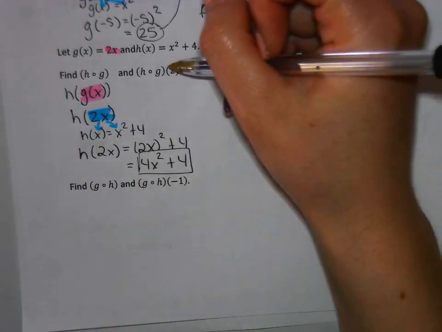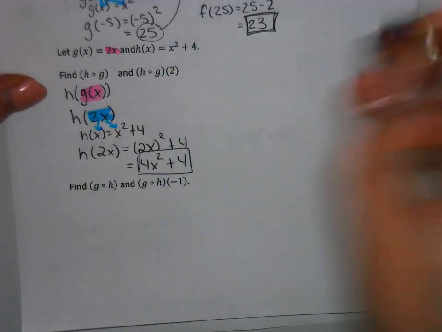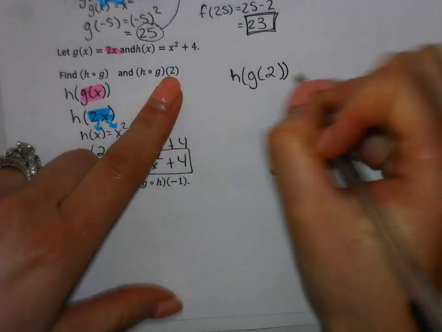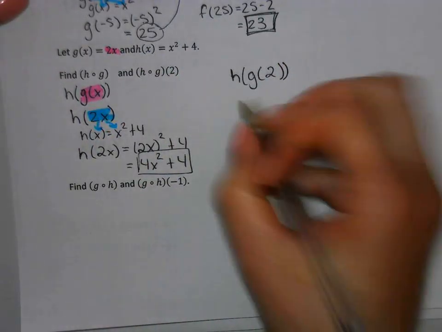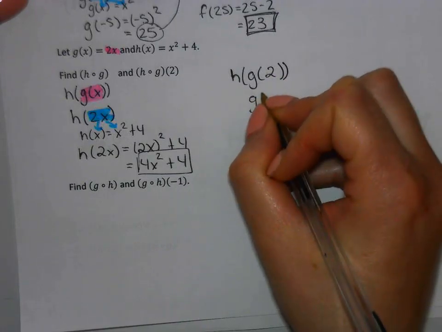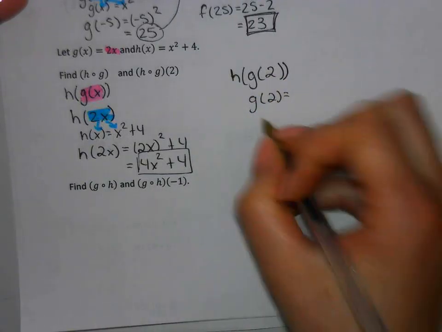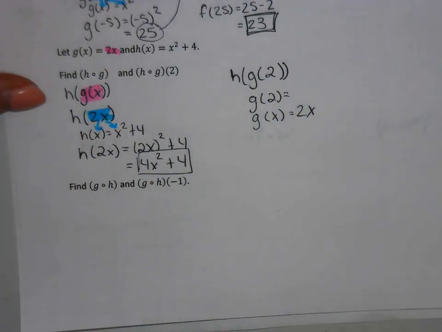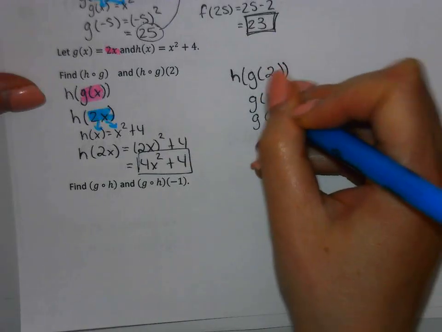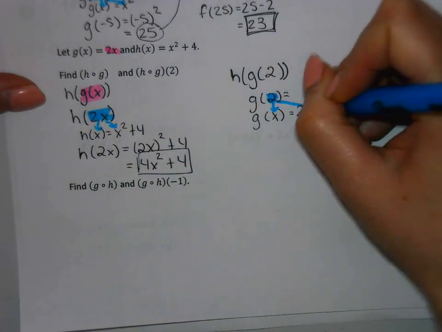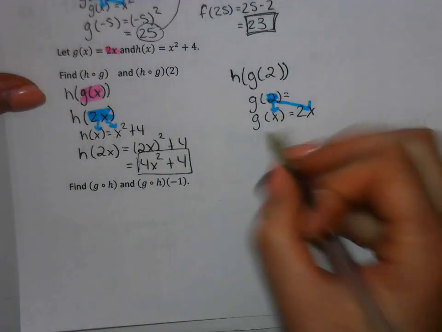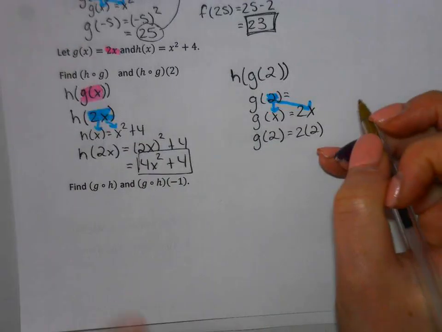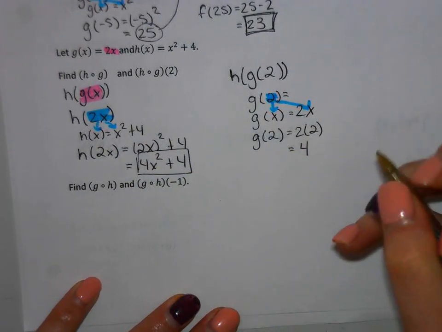Now let's find the composite of function h with function g of 2. So here we're going to look at the inside function, the function of g of 2. We want to figure that out. Well, we know that g of x originally equaled 2x. So then that means wherever we see x, that's what we're replacing with 2. So g of 2 equals 2 times 2, which equals 4.